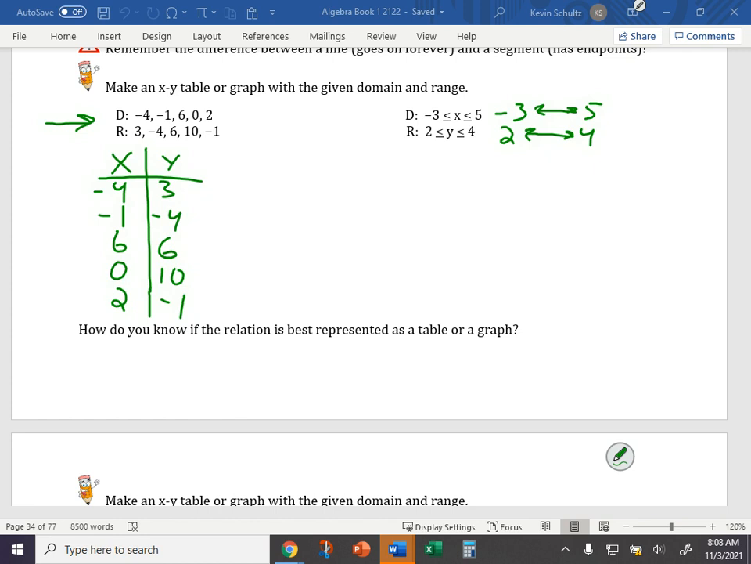Okay, so this one's going to be a graph, and it's going to be a line or a segment. Segment. It's got a beginning and it has an end. So we're going to draw our coordinate plane here. We get to freehand it. It doesn't have to be perfect.